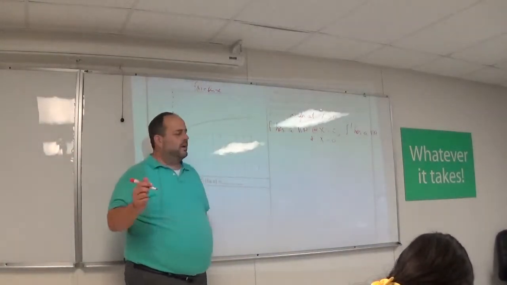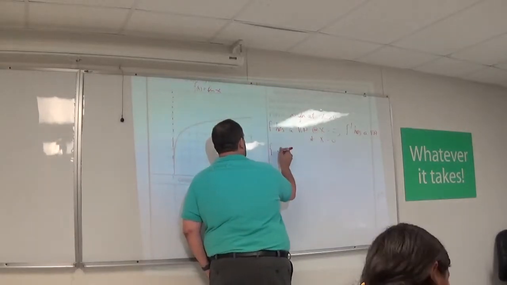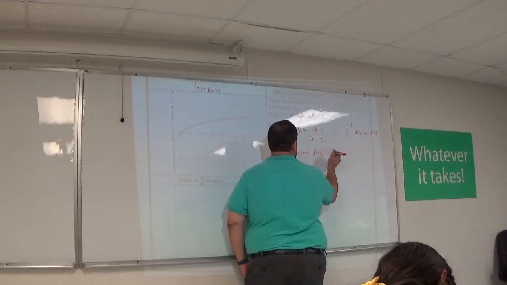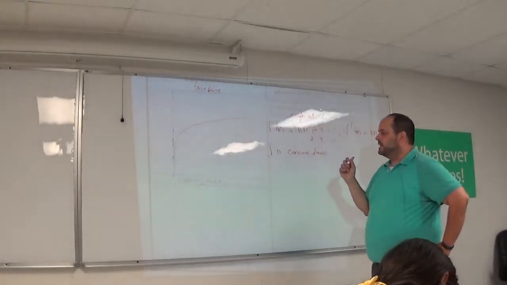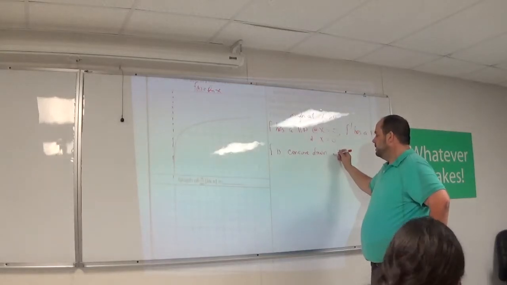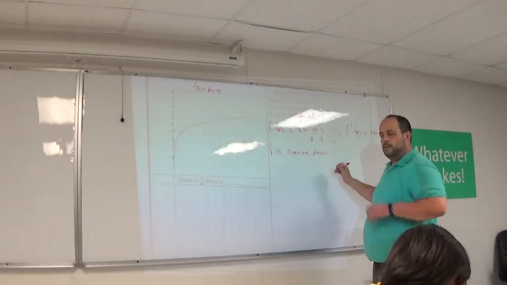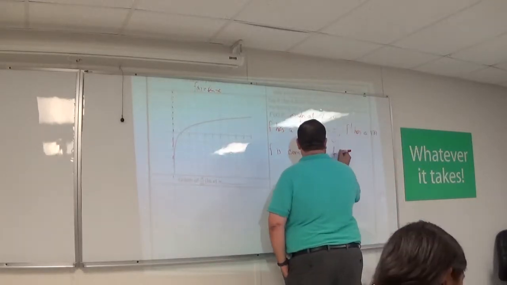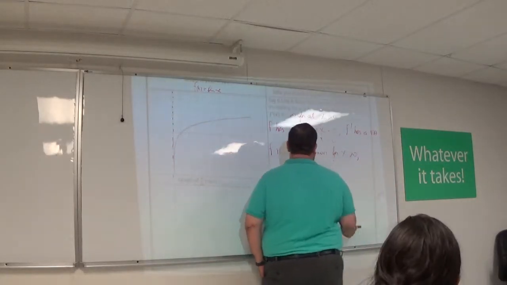F is concave down. Where? On what interval? Everywhere, you're right. F is concave down for all x's greater than 0.